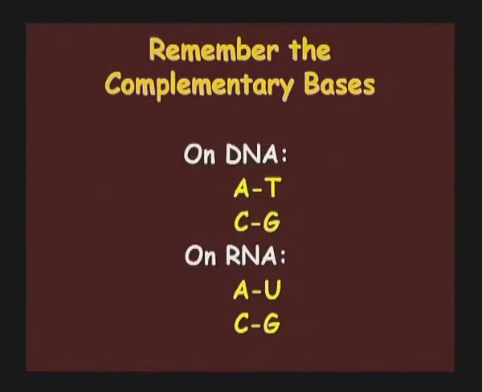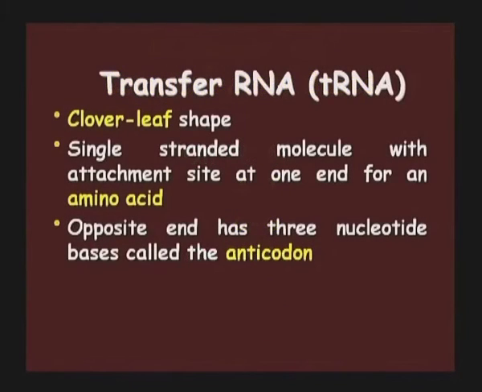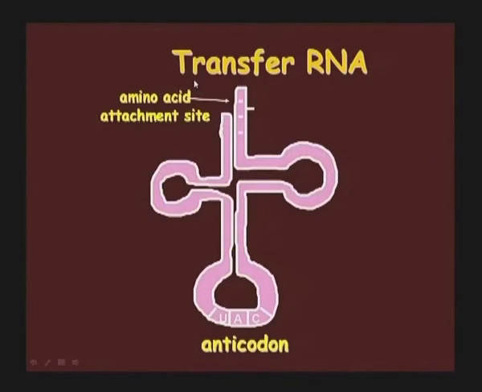The complementary bases on DNA are A to T and C to G, and on RNA, as we know, thymine is replaced by uracil, so it is AU and CG. The transfer RNA, tRNA, has a clover leaf shape. It is a single stranded molecule with an attachment site at one end for an amino acid, and the opposite end has a 3 nucleotide base called the anticodon, which is shown here in this diagram.